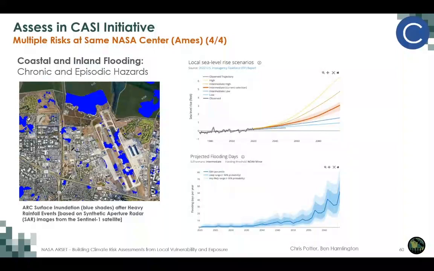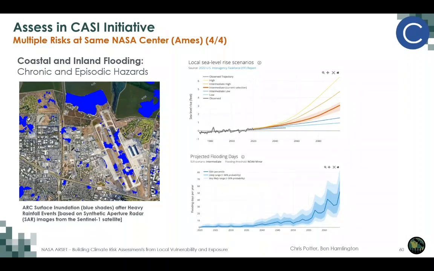NASA Ames also has projections showing increasing risk of flooding events, both from heavy rainfall. For example, on the left, you'll see some observations of how heavy rainfall has affected the facility in the past. There is also an increase in coastal flooding that is projected in the sea level rise scenarios for this region.